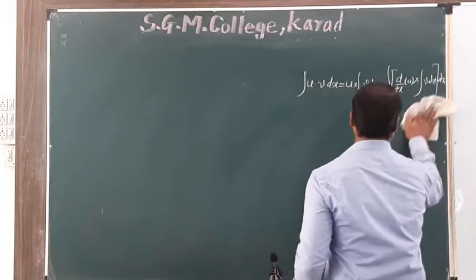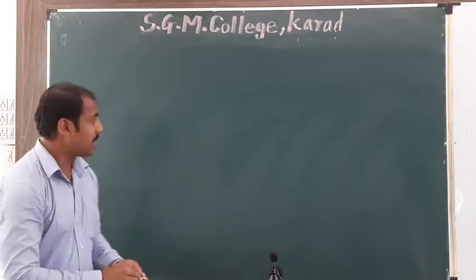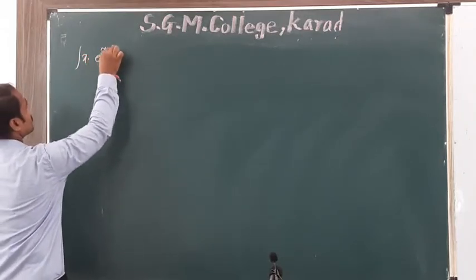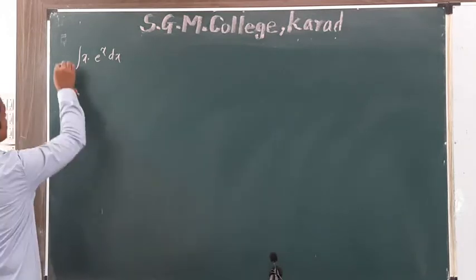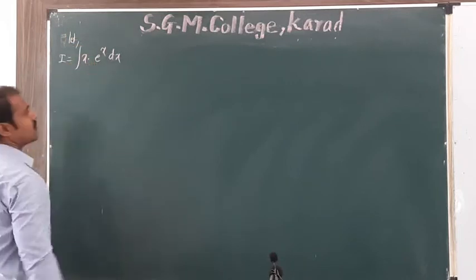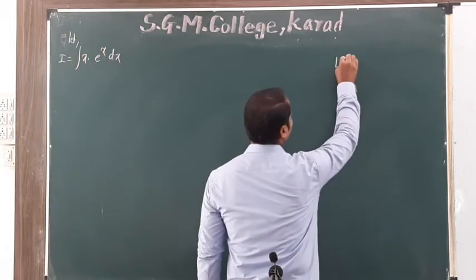Evaluate integration x into e raised to x. Clearly it is an example on integration, so denote first the integration by I. Let I is equal to. Now look at here the word LIATE.